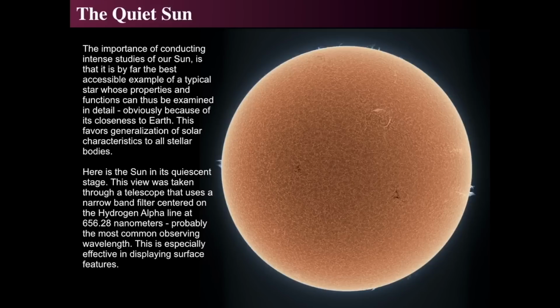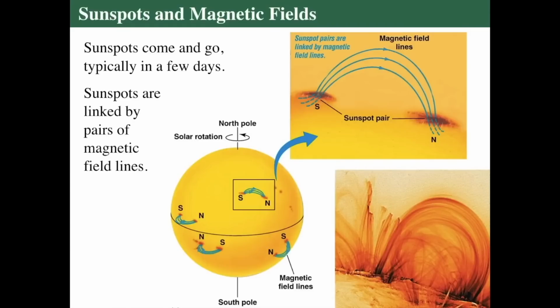We see that the sun has that mottled appearance of the granulation, and we see a couple of tiny sunspots and very few spicules and very modest prominences. But this is what we would call a sun that has a very, very quiet appearance to it. And sometimes we have magnetic fields and sunspots. So let's look at that in more detail.